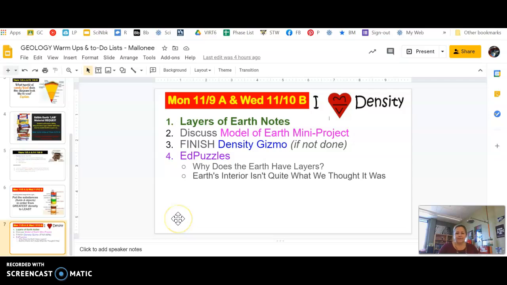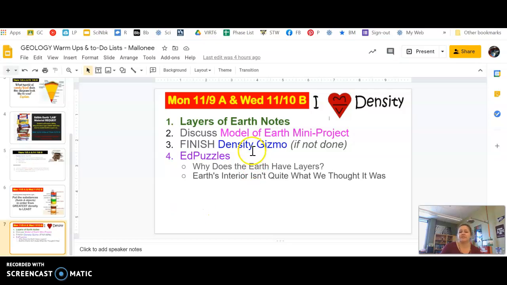And then you've got your to-do list for the day. Right, so I'll talk about the notes in just a second. The Model of Earth mini project, I will also talk about that in just a little bit, but that's not going to be due until like the end, not the end, right before Thanksgiving break.